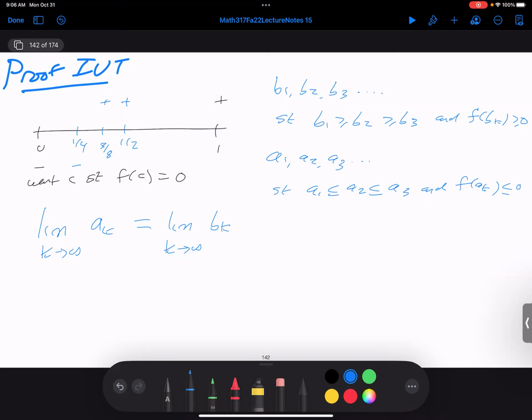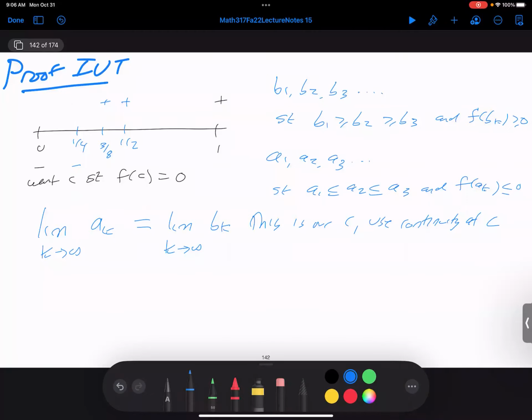So what should we denote that common value by? That's the C we're looking for. Because if we look at the function from the left, it's negative, negative, negative, negative, negative, negative. And if we look at it from the right, it's positive, positive, positive, positive, positive. And because the function is continuous, this is C, use continuity at C.